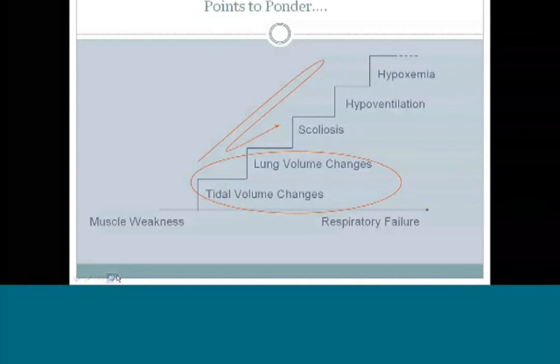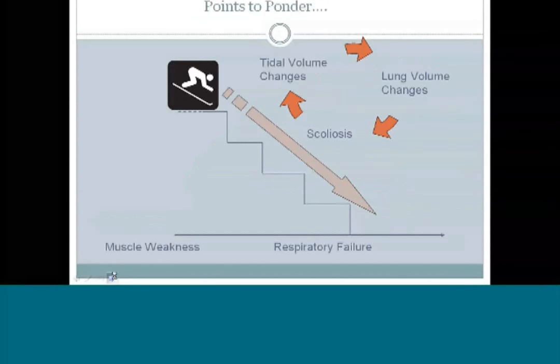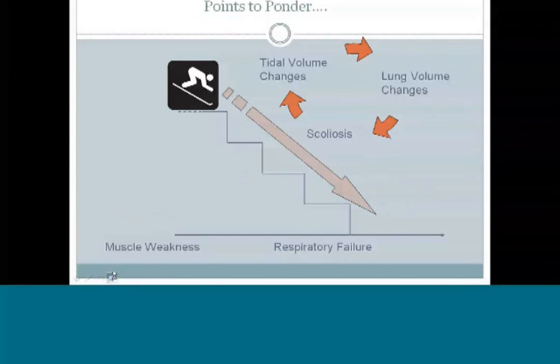Last slide, second last slide. So whether it's the scoliosis that comes first or it's the low lung volumes that come first, I think it runs a risk of perpetuating itself. And our goal is to try and intervene at some point so that this downward slope doesn't continue, taking the individual from having simple pure muscle weakness to respiratory failure.